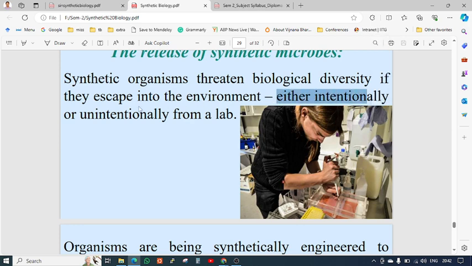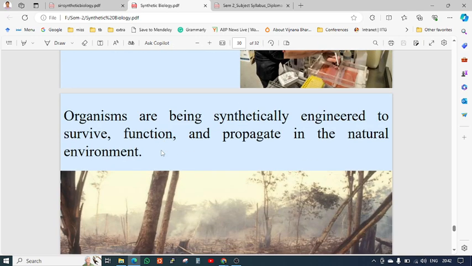Other risks include release, intentionally or unintentionally, from a lab. For example, the coronavirus pandemic is also said to be due to this. You have heard about Wuhan, in China, where some people experimentally designed new types of viruses. That is nothing but a synthetic biology application. So it may be a vast disaster in the world nowadays, and a threat to our natural system.